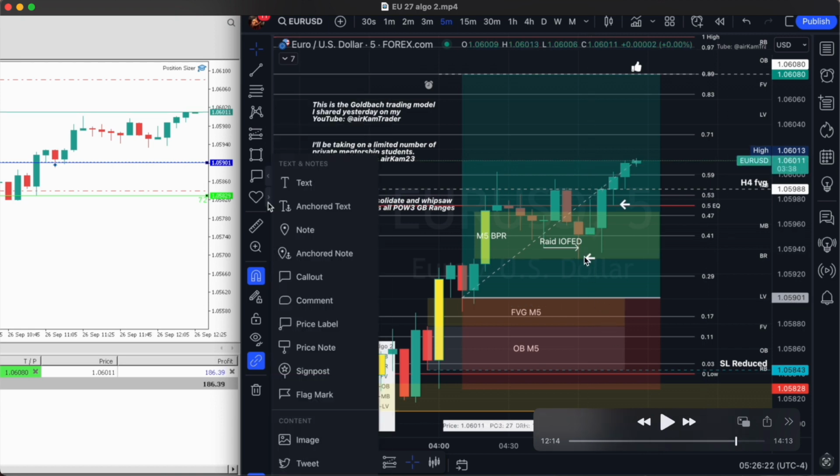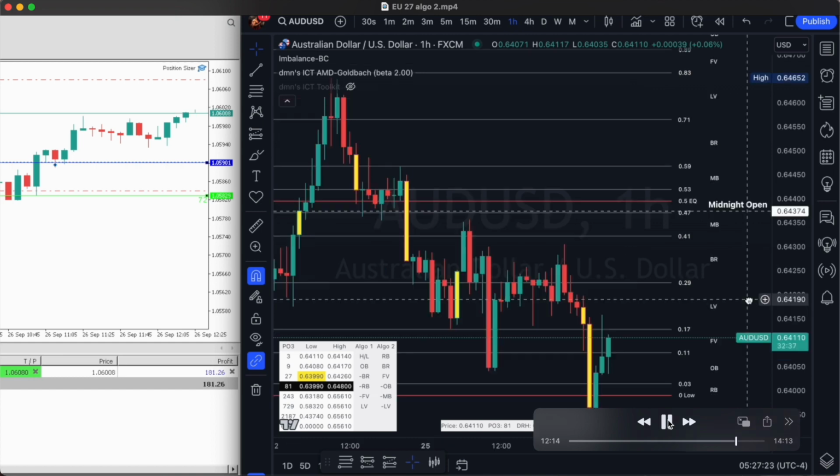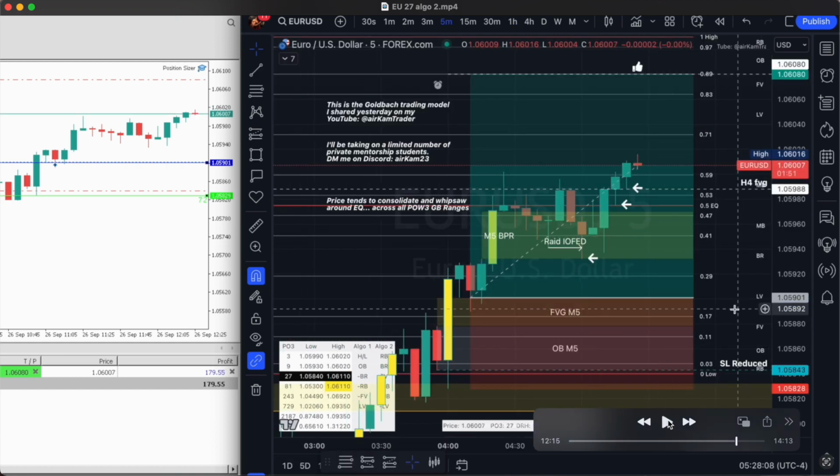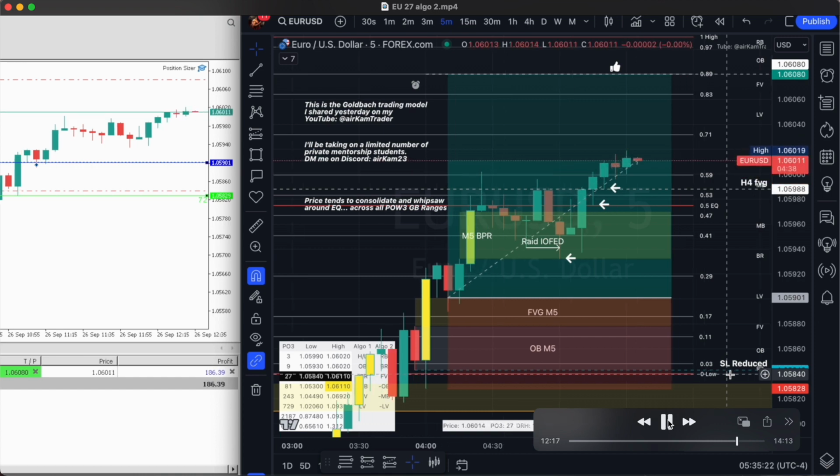So these are my confirmations. Fill the fair value gap perfectly to the pip, and we bounce off the equilibrium. Checking the Australian dollar, see if I can get a trade in here. Now we've bounced off the MB level and we are really moving. So we are close to TPing finally.